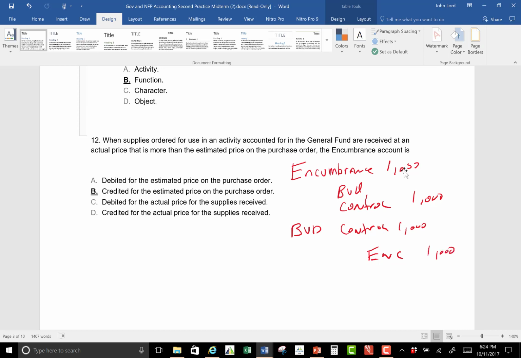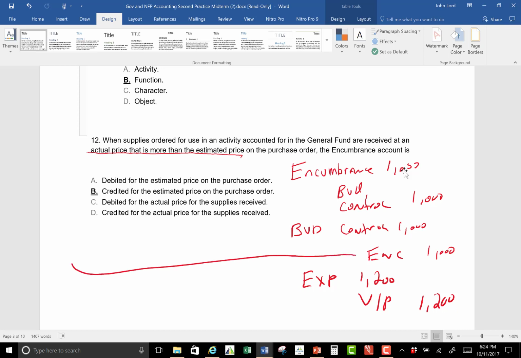And they told me that it came in for an estimated price, and the actual price is more than the estimated. So if the actual price was $1,200, then I would debit expenditure for $1,200 and credit vouchers payable for $1,200. Is that what happens? Okay. So is it true that the encumbrance account was credited for the amount on the purchase order when the goods are received? Okay. All right, good.